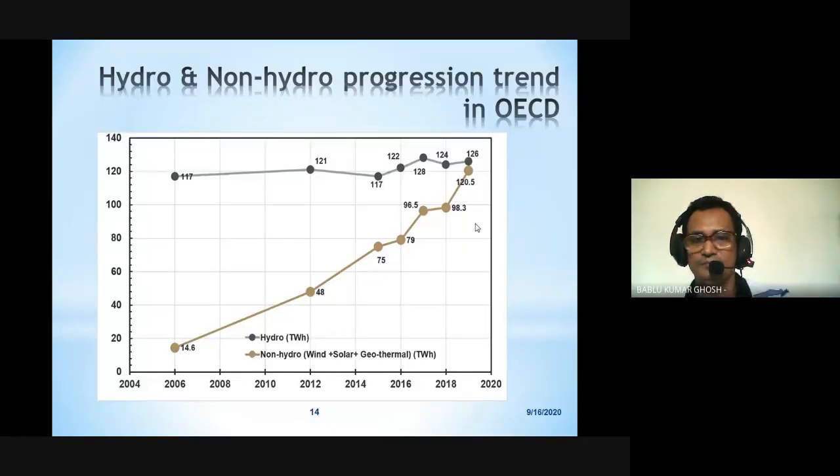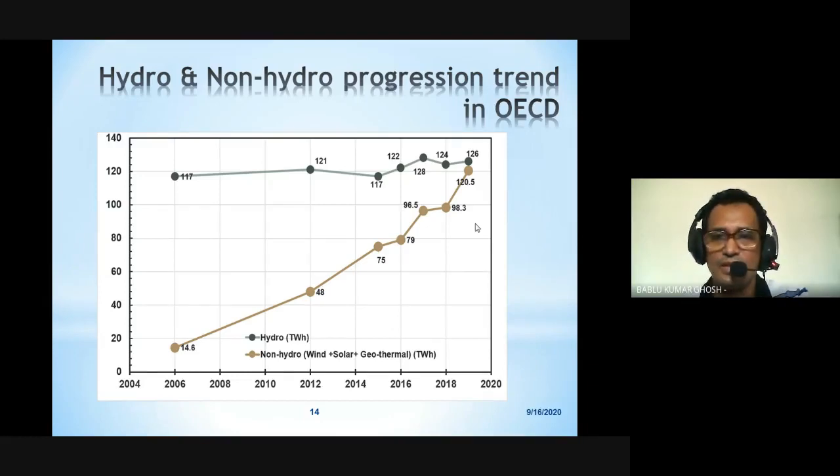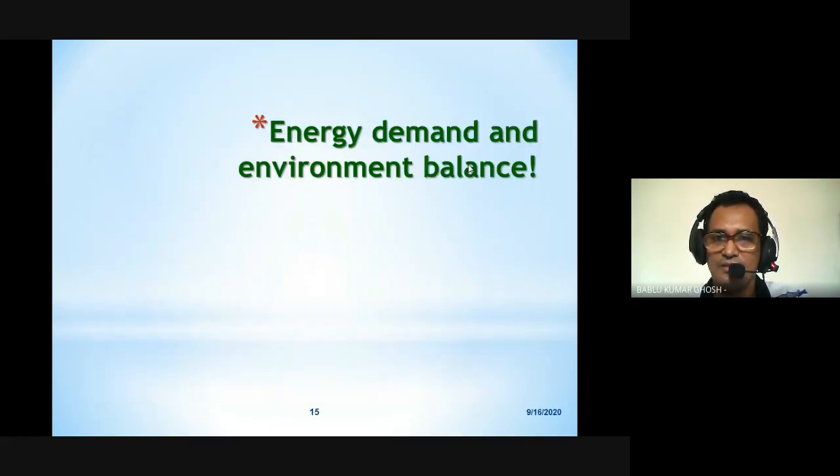In that consequence, we can see that developed nations are now promoting industrially developed non-hydro renewables, meaning solar, geothermal, and windmill production, hugely. And now in 2019 it almost reached the same status of hydro and non-hydro contribution to renewable energy generation for electricity purposes. If you see this scenario, the windmill and solar are highly industry-favored, and there is a lot of innovation in this sector to promote energy efficiency and reduce cost. In that sense, the energy demand and environmental balance is very significant.